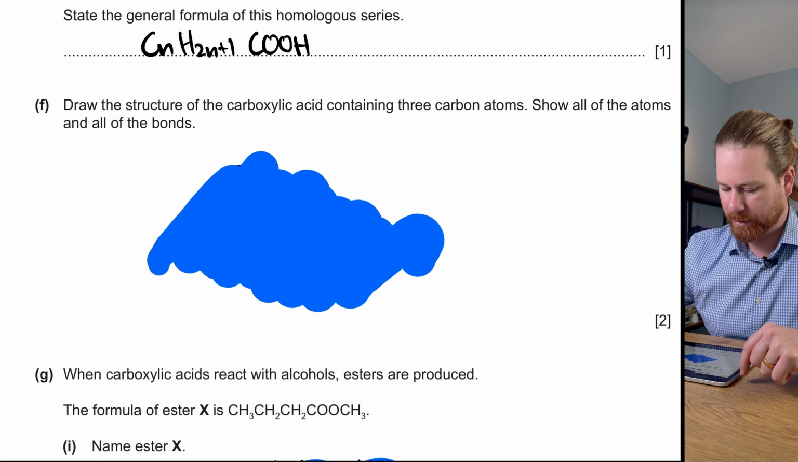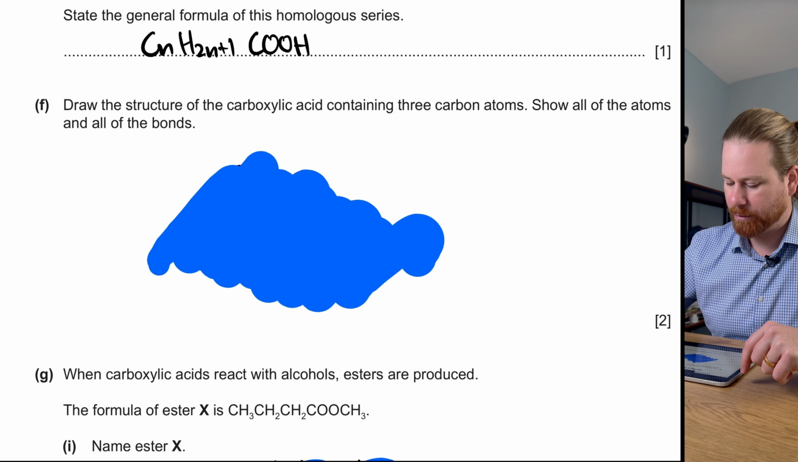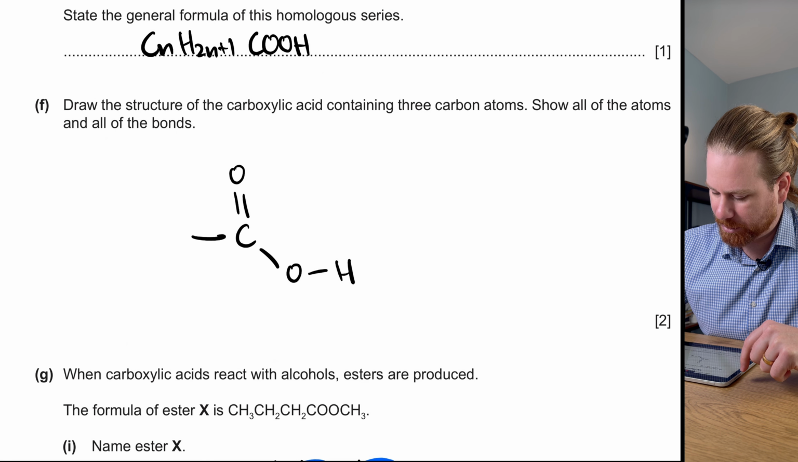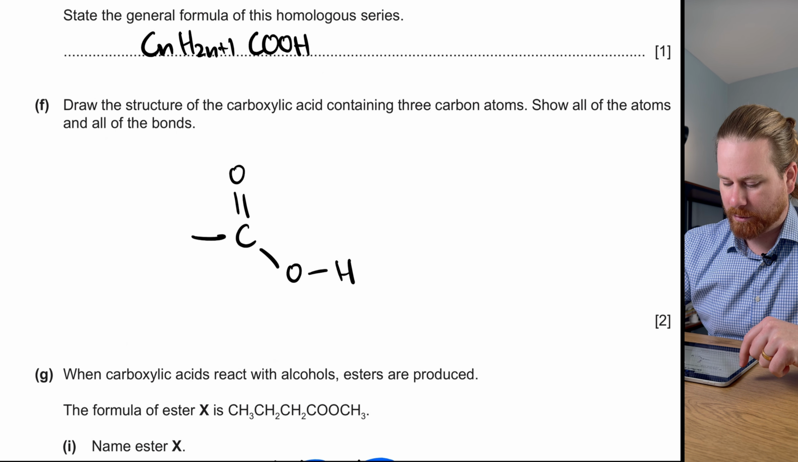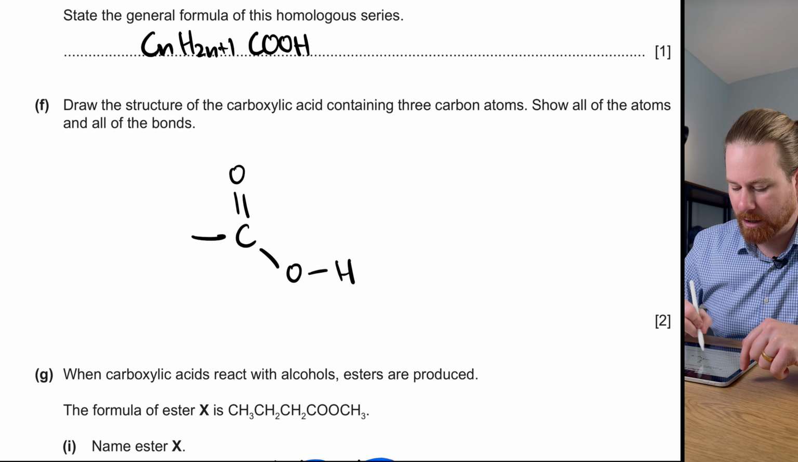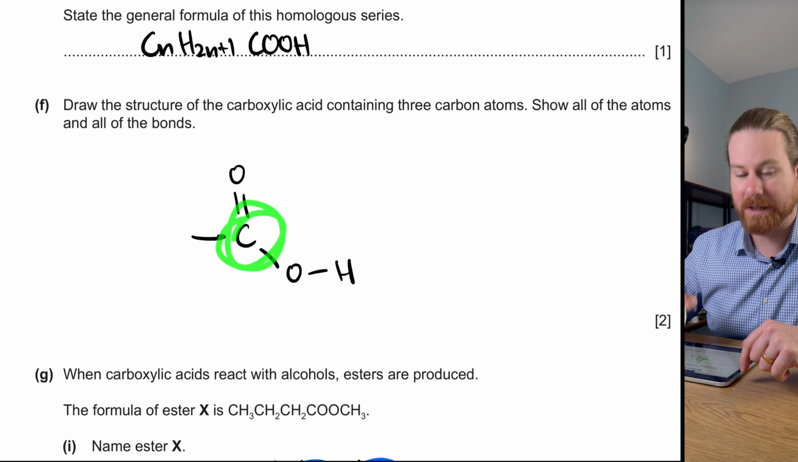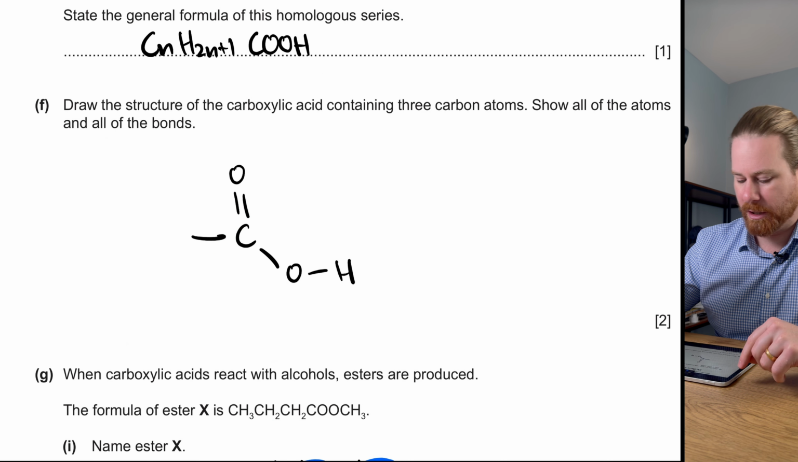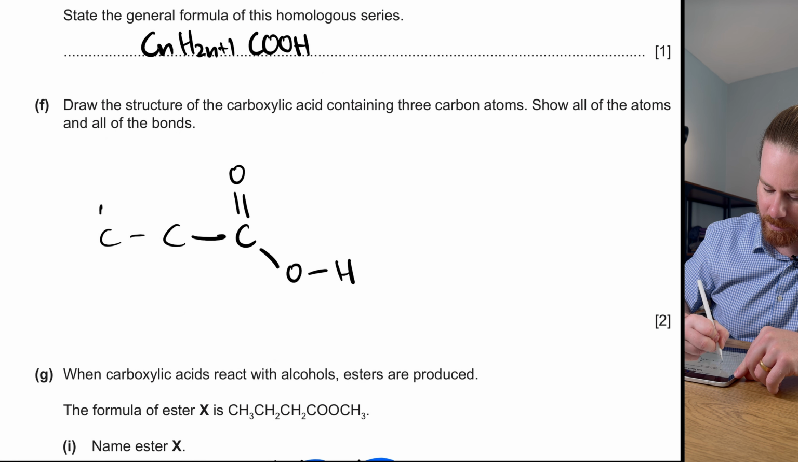Now, draw a structure of a carboxylic acid containing 3 carbon atoms. Here we go. I've got the carboxylic acid structure, but I haven't drawn the rest of it. It has 3 carbons, and this is why I've left it: this carbon is included in the number of carbons. It's part of the functional group and also part of the carbon chain. So we have 2 more carbons, and then let's get everything else added, all the hydrogens.